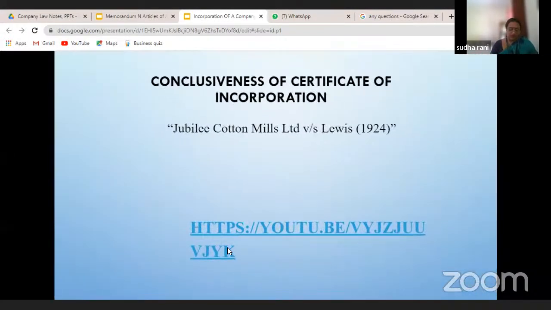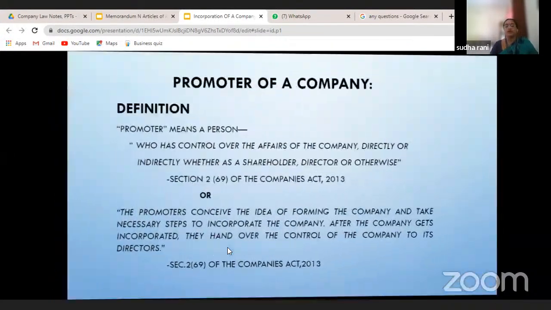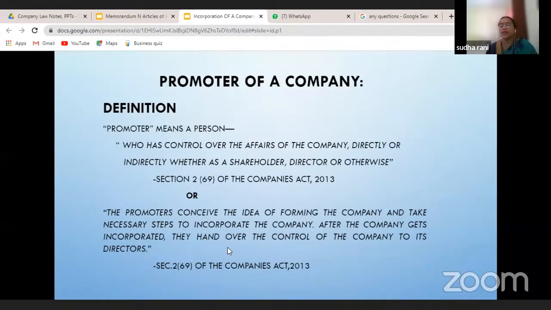Now let us see about the promoter of a company. Who is the promoter of a company? A person who actively undertakes all the activities or the legal procedures for bringing a company into existence.